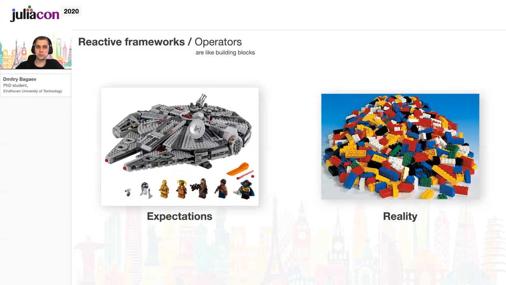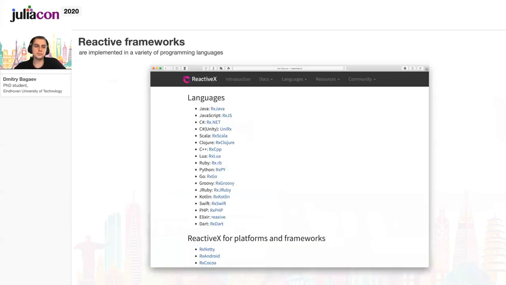The most powerful part of reactive frameworks is the operators. They're like building blocks and indeed a very powerful mechanism to create, combine, and filter new observables from scratch or using existing observables. I believe everyone who has worked with reactive frameworks would agree with me that these frameworks are useful mostly because of the operators they provide.